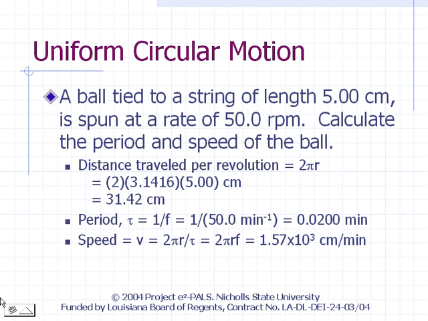The speed is equal to the circumference, 2 pi r, divided by the period, tau, or the circumference multiplied by the frequency, 2 pi r f. Plugging in the radius and period, or frequency, gives us a speed of 1.57 times 10 to the third centimeters per minute.